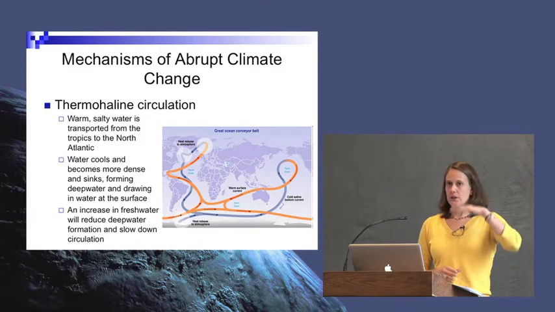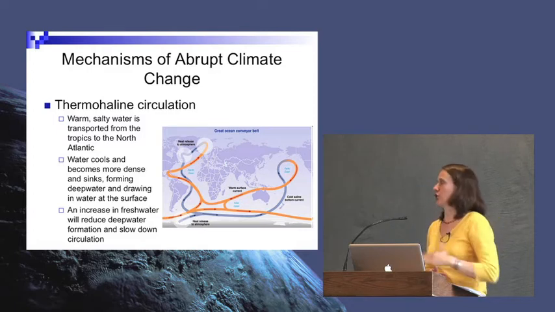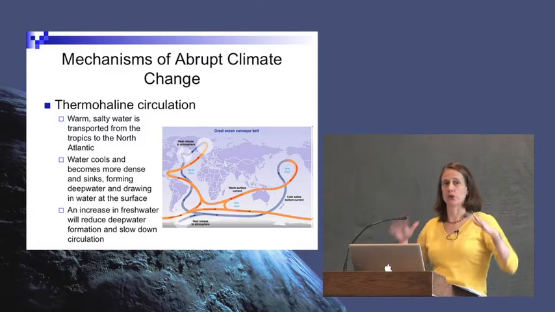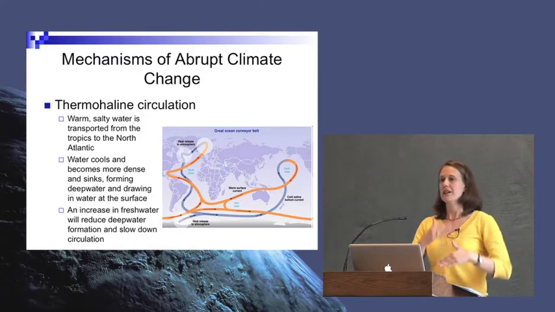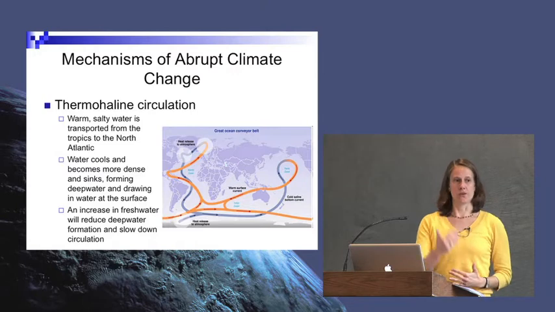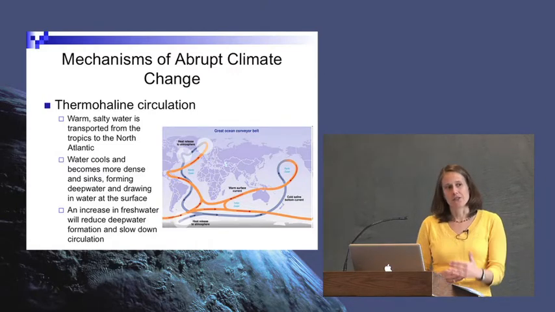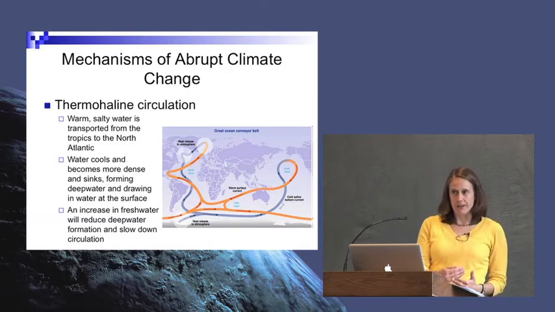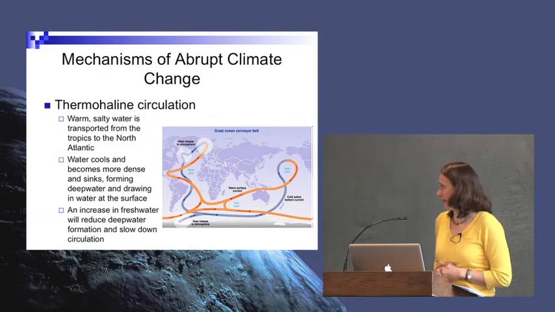And if you put a lid on that, if you either freshen it so it's more buoyant so it doesn't sink, or you make it colder and put sea ice over that area where it would normally subduct, you slow this whole system. And again, it'll slow and slow and slow, and then it reaches that tipping point where you can have an abrupt climate event.